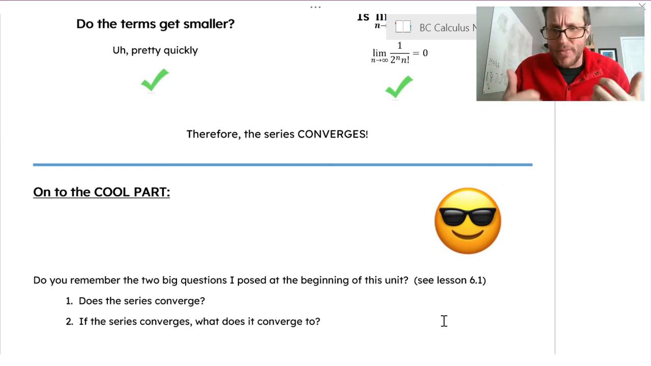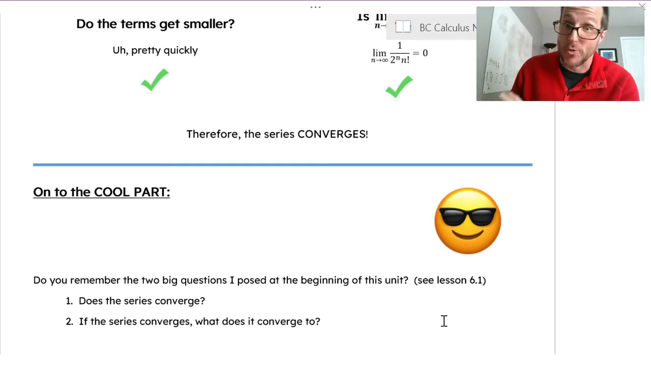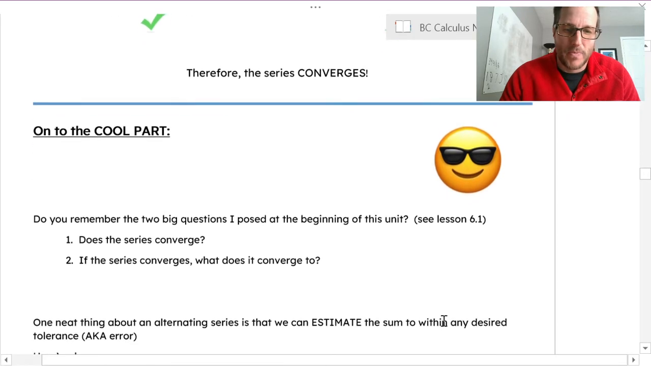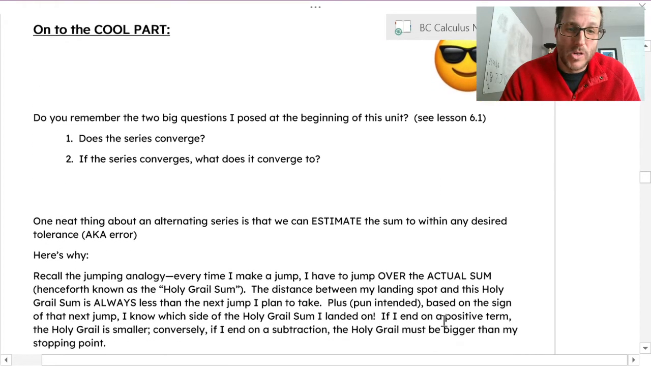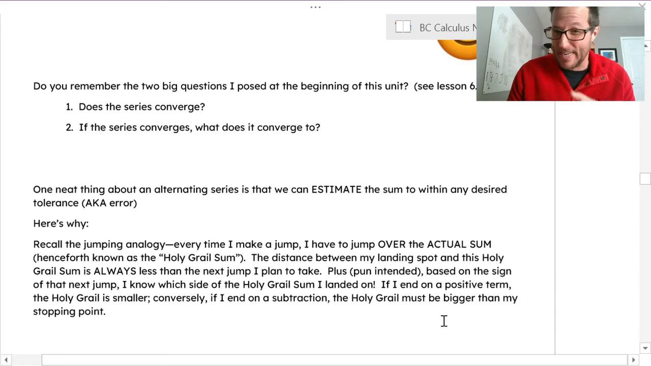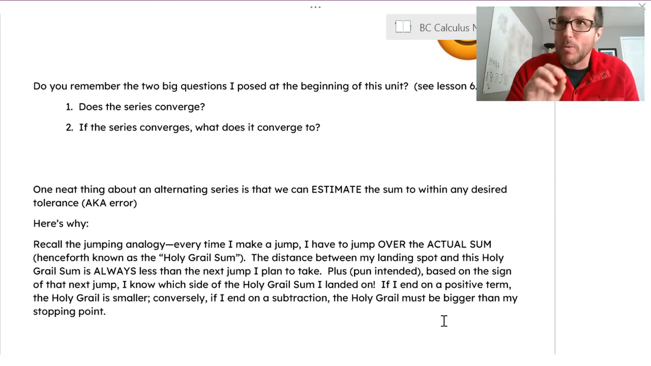Now I talked about in that lesson how we're going to spend most of the time talking about whether the series converges or not, necessarily coming up with the value that it converges to. But alternating series are a little bit different because we can estimate the value of alternating series to as exact as we want to get. Now, we may not be able to get the exact value, but we will be able to estimate the value really closely. Okay, and we'll know with confidence how close we actually are.